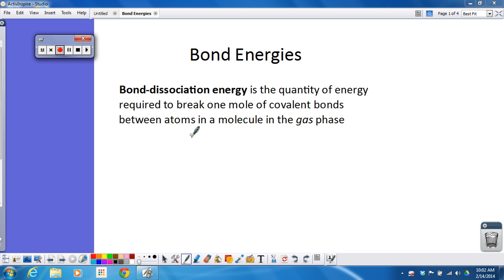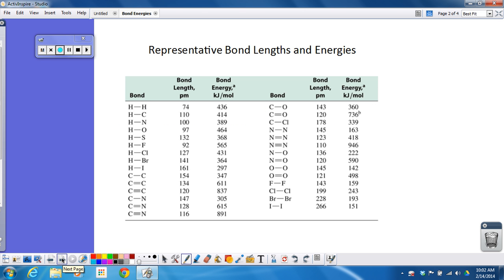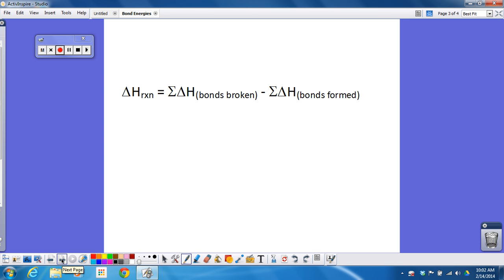So in order to do this process, we need to use a table of bond energy. Again, this would be something that's provided to you, not something you have to memorize. You notice you're looking at your different bond types right there. The formula for this is a little different than the formula of the heat of formation. The heat of reaction is equal to the sum of the bond energies of the bonds broken minus the sum of the bond energies of the bonds formed.